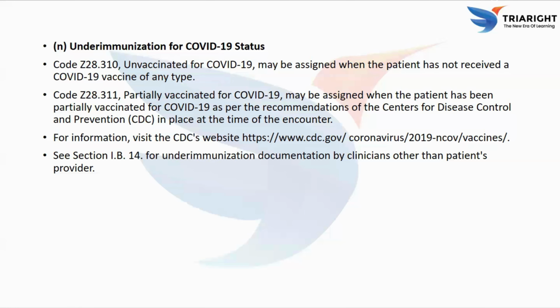The first example is a patient who received only one dose of a 2-dose vaccine. So you have to assign the Z28.311 code. The second example is a patient who completed the basic 2-dose series but did not receive the recommended booster at the time. So you have to assign the Z28.311 code only. You have to think of this code as an incomplete series.